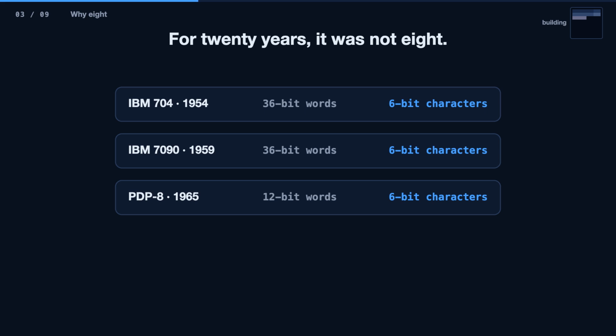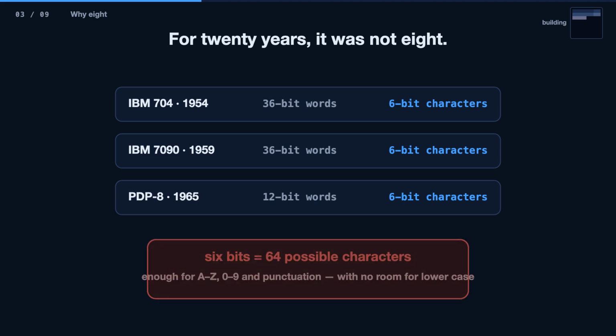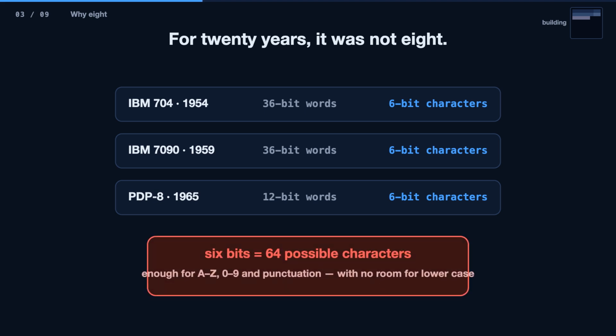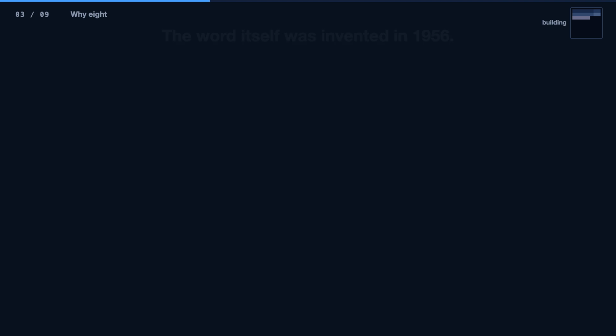The IBM 704 and 7090 used 36-bit words and 6-bit characters. The PDP-8 used 12-bit words. Six bits gives 64 characters. That covers A to Z, the digits, and some punctuation, with no room at all for lowercase letters.